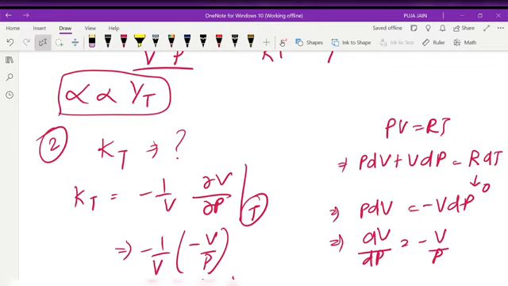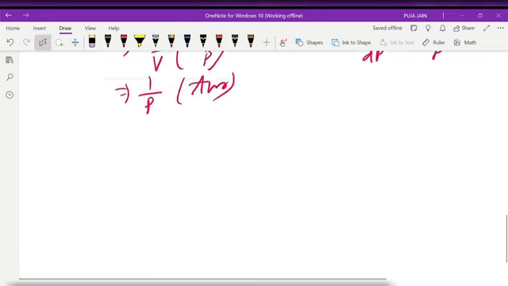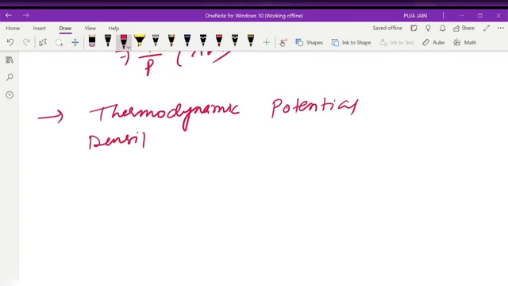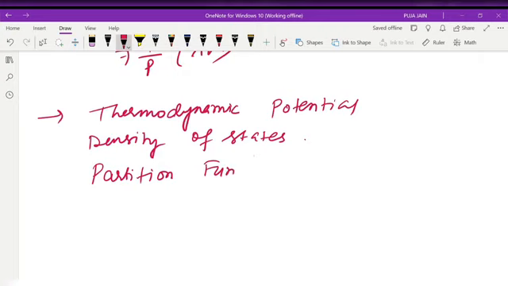Next video we will talk about thermodynamic potential. See, I am telling you what the topics are. Thermodynamic potential. Then we will read about density of states, and also the general formula of density of states. And we will also find how to find the value of the partition function, first the concept of the partition function and how to find it for a quantum harmonic oscillator and for a classical harmonic oscillator.